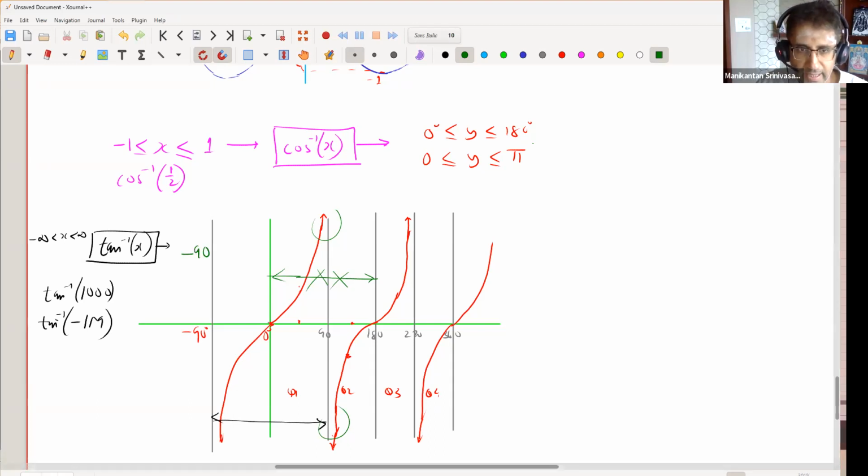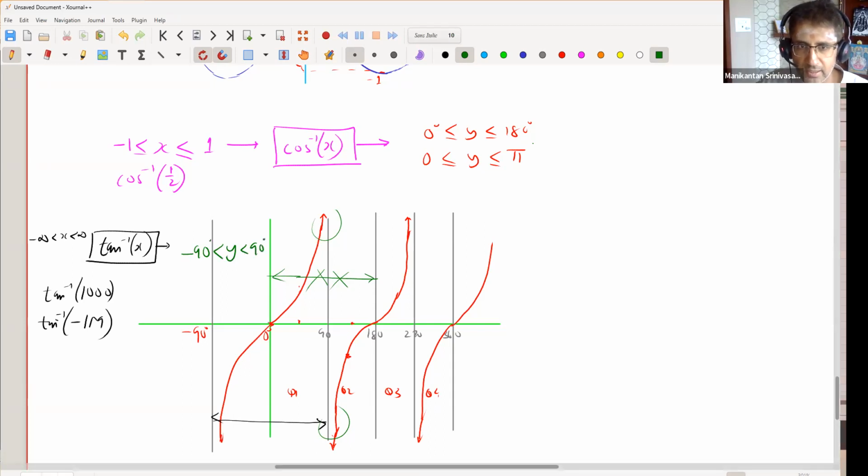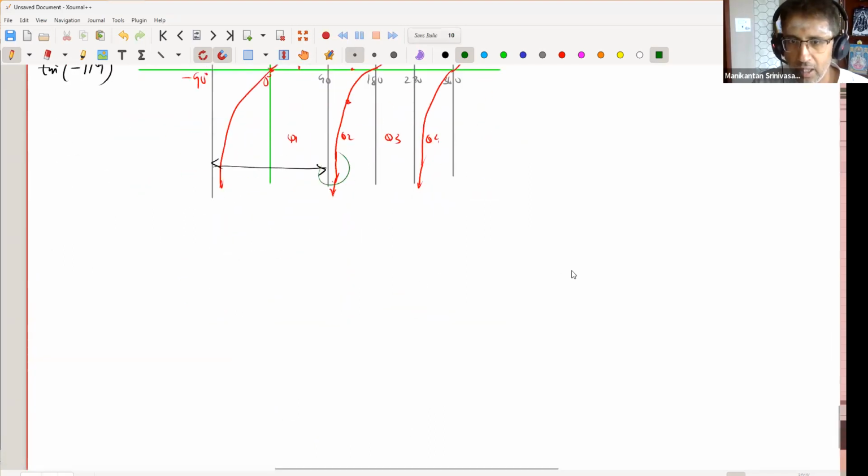So minus 90 less than y less than 90. You don't want to hit 90 or minus 90 because it's undefined. So the range for tan inverse would be from minus pi by 2 to pi by 2. Okay, makes sense? Okay.